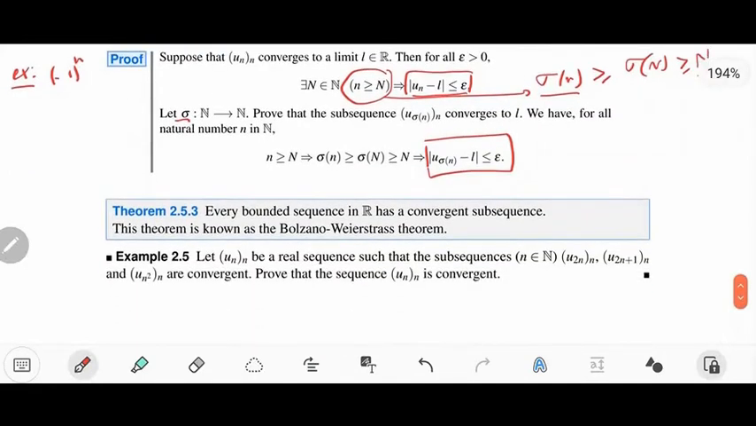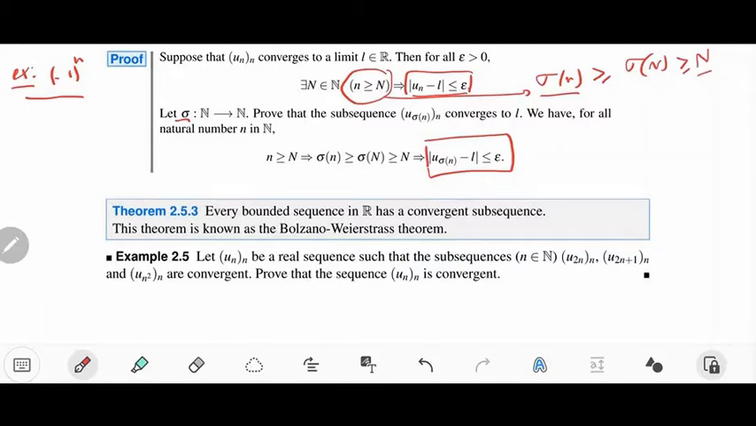And to finish, we will state the Bolzano-Weierstrass theorem that says that every bounded sequence in R has a convergent subsequence. So if the original sequence is not converging, maybe. If it's convergent, then any subsequence will be converging to the same limit. But if it's not convergent, if it's only bounded, like this one, then you can find at least one convergent subsequence of the sequence. So if it's bounded, you can find at least one converging subsequence.